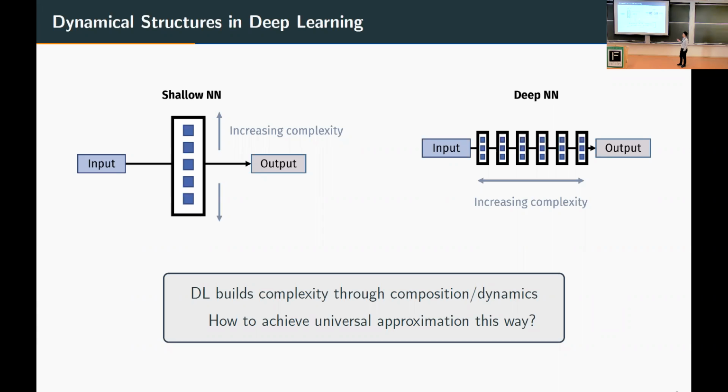So instead of building complexity through the width, you build complexity through a number of compositions, or you can think of it as longer dynamical evolution, and it increases complexity this way. So then one very natural question we can ask is, what is the equivalent kind of Weierstrass theorem for universal approximation when you increase complexity through depth, right? That would be an interesting question to ask.